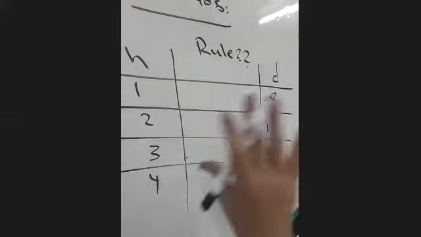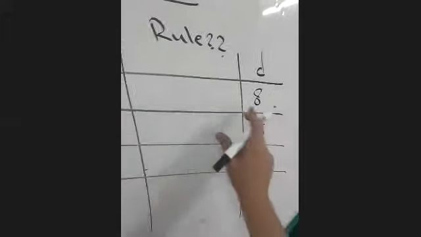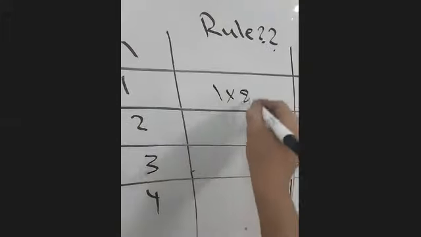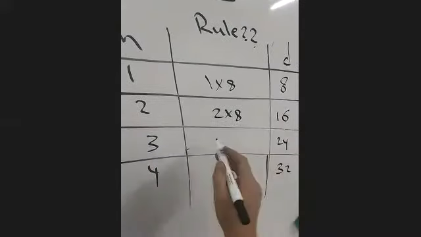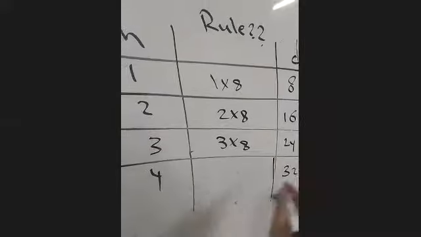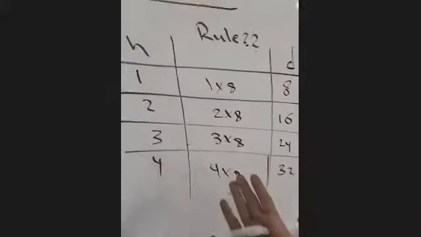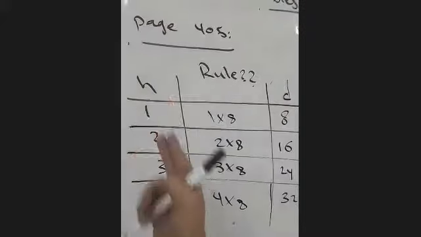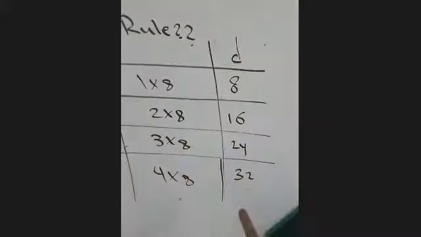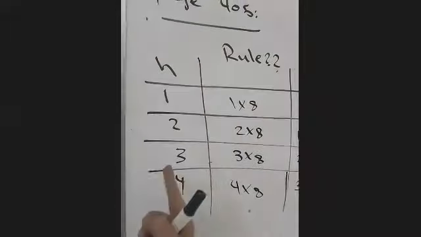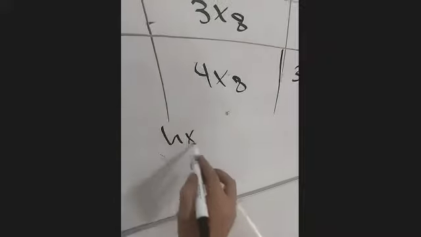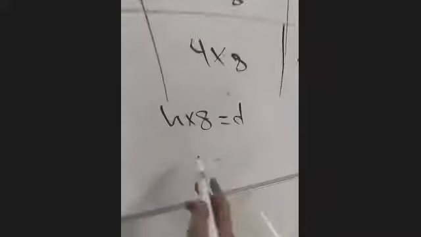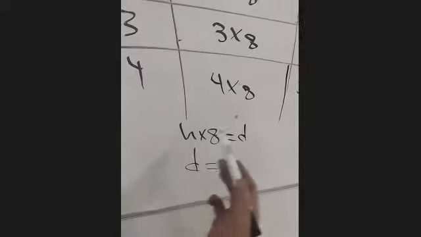So we'll think of another one. 1 multiplied by 8 is 8. 2 multiplied by 8 is 16. 3 multiplied by 8 is 24. 4 multiplied by 8 is 32. So if we multiply H by 8, we get D. How do we write it as a formula? We say D equals H times 8.